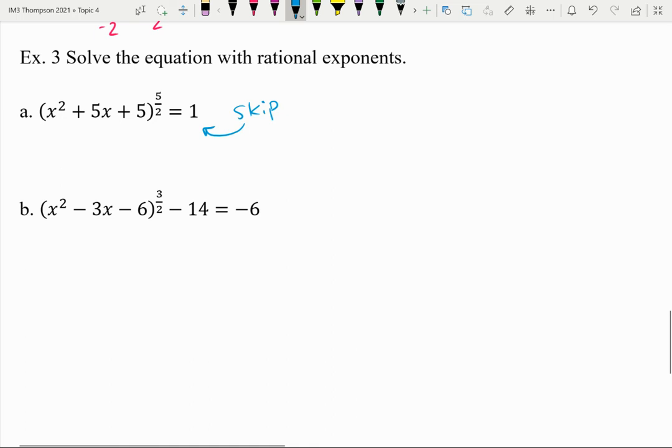Okie dokie. So we have this whole quadratic expression raised to the 3/2 power minus 14 is equal to negative 6. I need to isolate whatever's being raised to the power or whatever's in a radical. So I need to isolate this thing. All right, to do that, I'll just add 14 to both sides. Gives me 8.